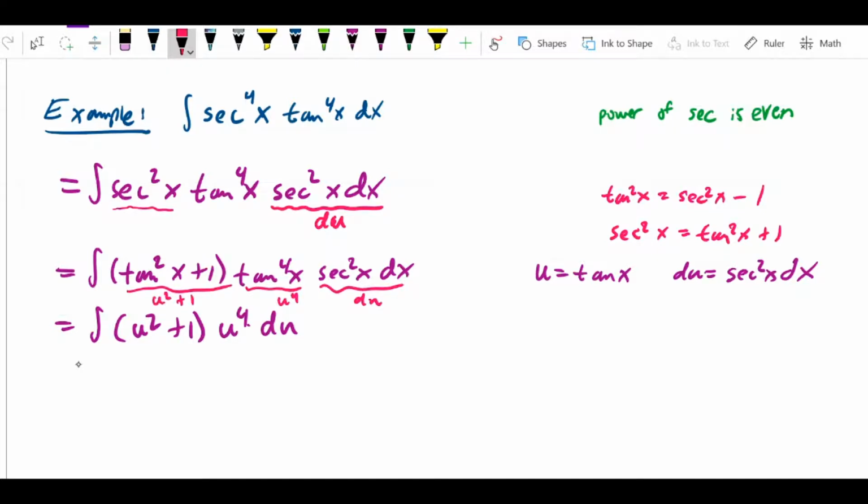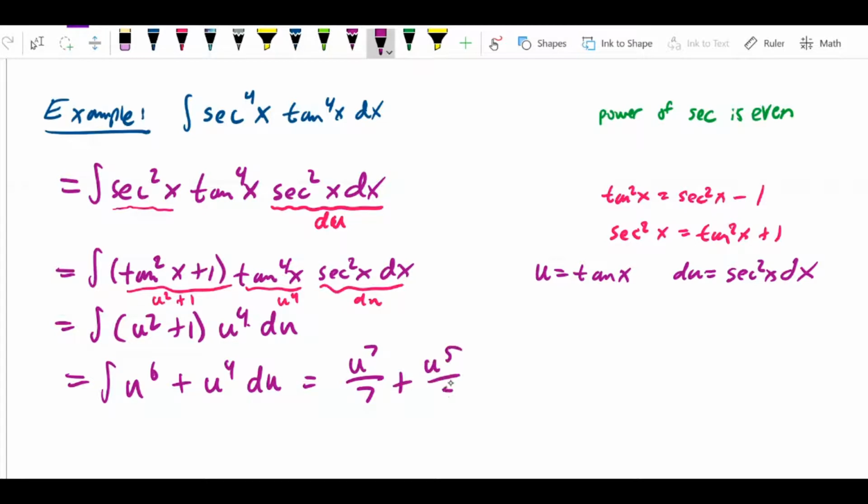So now I can write, this is the integral of u to the sixth plus u to the fourth du, and that comes out to u to the seventh over 7 plus u to the fifth over 5, which gives us tan to the seventh x over 7 plus tan to the fifth x over 5 plus c.